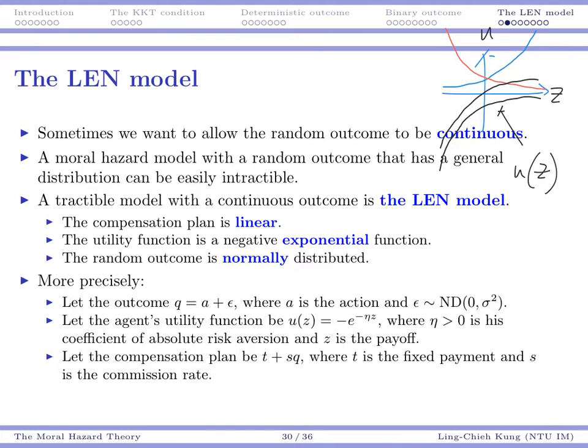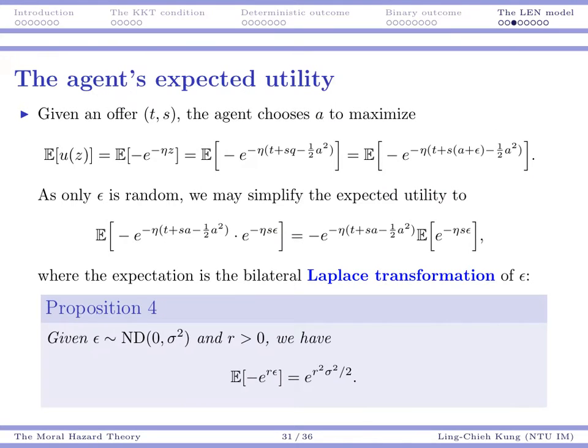Finally, the compensation plan is somewhat restricted. It must be in a form like T plus SQ, where T is the fixed payment and the S is the commission rate. So that means I cannot design a nonlinear compensation plan, or a compensation plan that if outcome is this, that's good. If outcome is that, I shoot you. No, I cannot do that anymore. The compensation plan now must be linear.